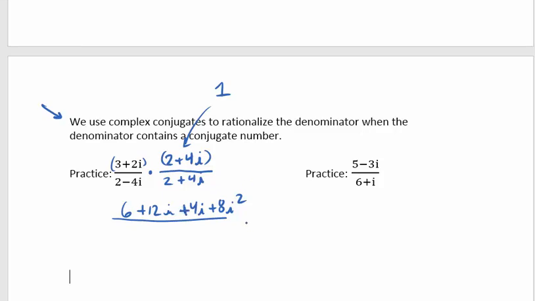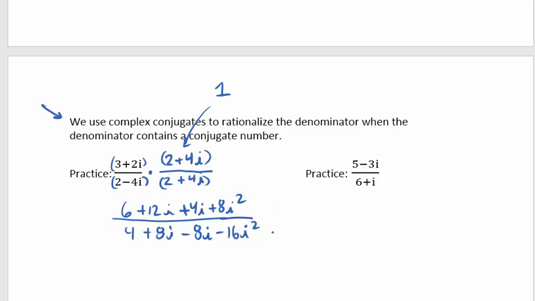Get my plus back in there. All right, the denominator. I'm going to take 2 times 2 is 4. 2 times positive 4i is positive 8i. All right, negative 4i now. Negative 4i times 2 gives me negative 8i. And then negative 4i times positive 4i gives me negative 16i squared.